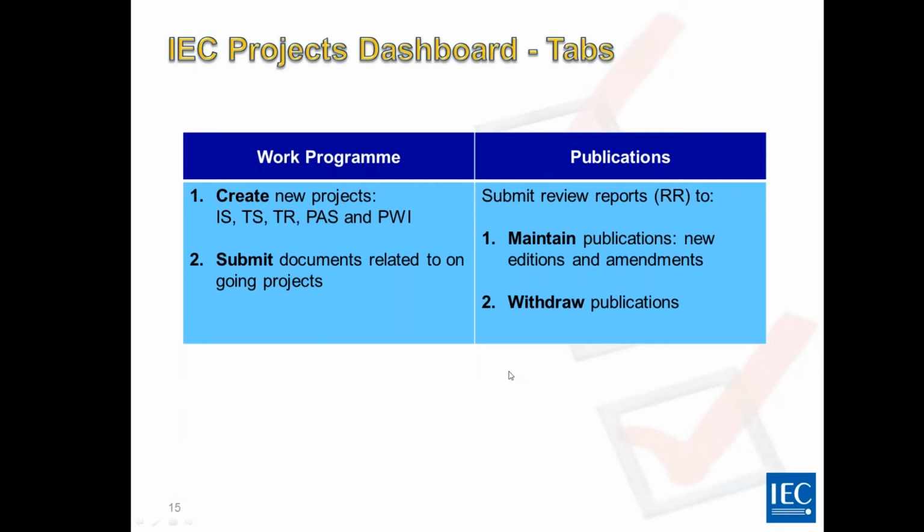The tabs in the IEC project dashboard: you will find two main tabs. The first one is the work program, which will allow you to create new projects, but also to submit documents related to ongoing projects. And the second tab is publications. Here you will find the full list of publications under the responsibility of your TCSC, and you will be able to submit review reports, RR documents, to maintain the publication, so start new editions or new amendments, or to withdraw the publications. But this has to be done after a TCSC formal decision, of course, either by correspondence or at a plenary meeting.